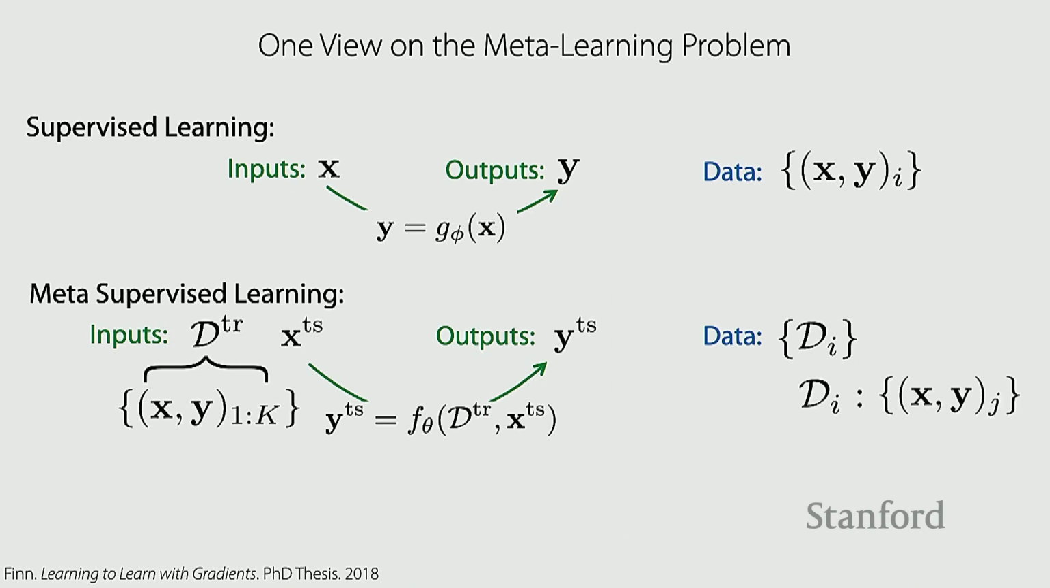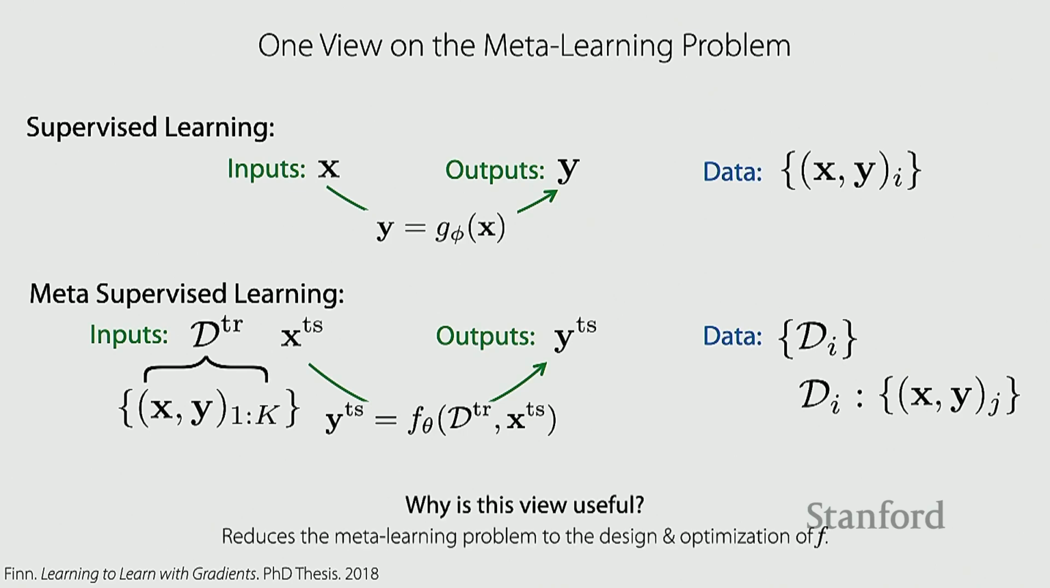And this view is pretty nice, because it means that if we view the process of learning from small amounts of data in this way, then we simply need to design this function f that can take as input a data set and generalize from that data set. And once we design this, then we just need to optimize it using a set of data sets. So f is essentially representing some form of learning procedure. And we're going to be optimizing this learning procedure in order to learn from small amounts of data.